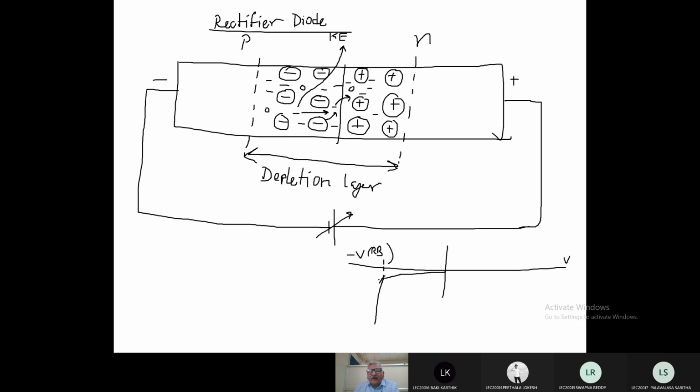And why is there this sharp increment in the current? Due to the availability of a large number of free electrons in the depletion layer due to the collision of the electrons, right? And this high amount of current will generate a very large amount of heat, because we know that P is equal to IV. If I is more, then more power will be generated, heat will be generated, and this diode will burn out, right?